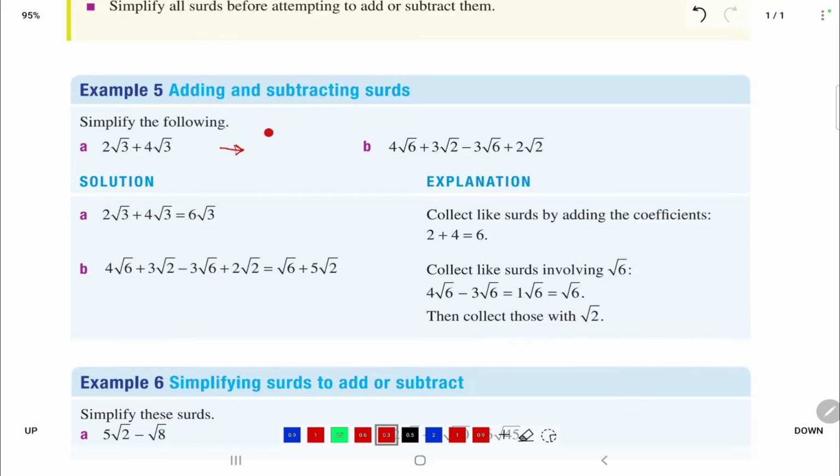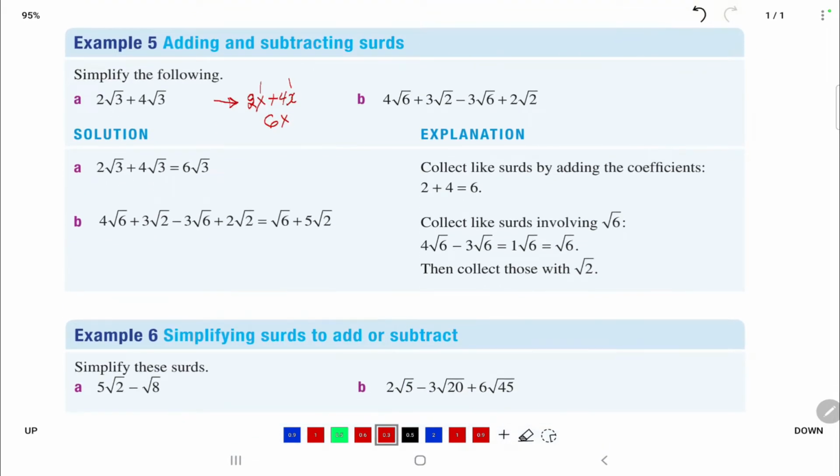It is exactly like when we say 2x plus 4x. You remember this one from algebra. So you see, x and x, they are similar, so we can just add 2 to 4, so it will be 6 multiplied by x. And this is exactly what we are doing with surds.